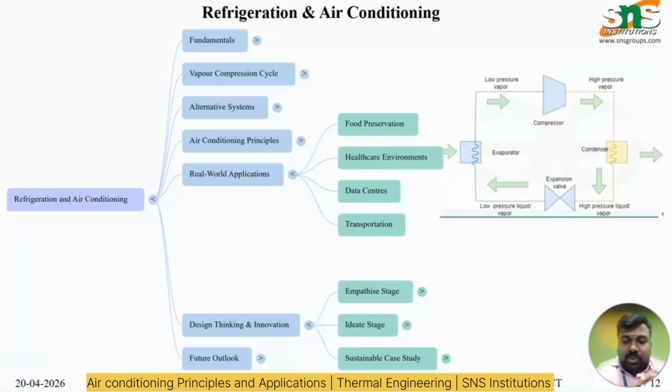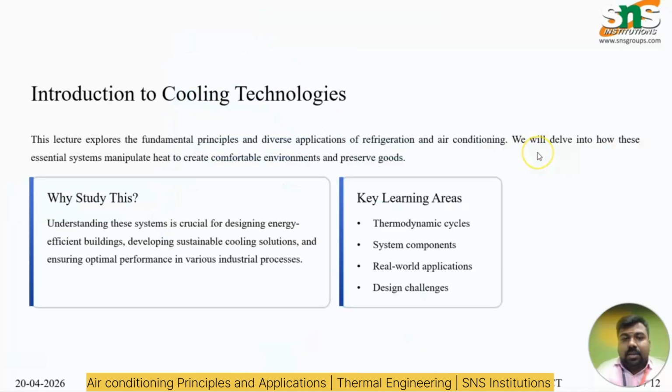and also transportation. Finally, I am going to discuss the design thinking stage, how refrigeration and air conditioning systems adopted the design thinking and innovation concept for the best working environment. Finally, the future outlook. In the design thinking concept, I am going to discuss the empathize stage and also the ideate stage. So this diagram represents the working cycle of air conditioning systems. This has four main key components: condenser, expansion valve, evaporator and the compressor.